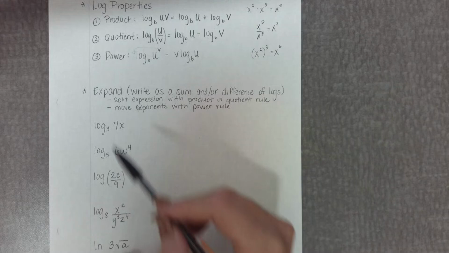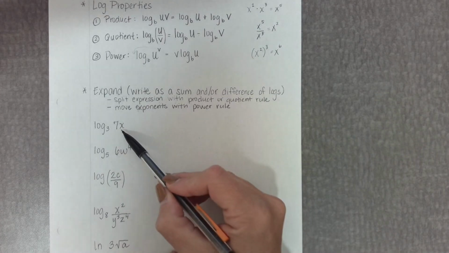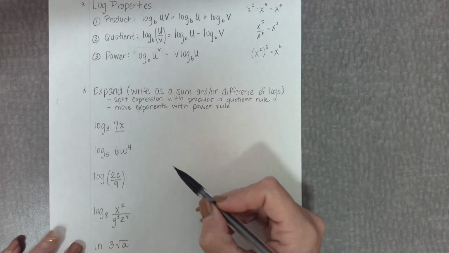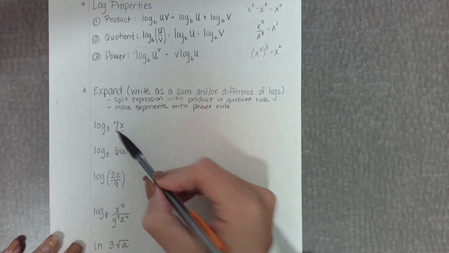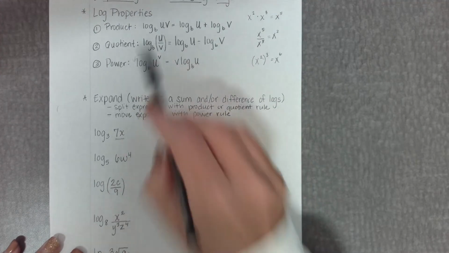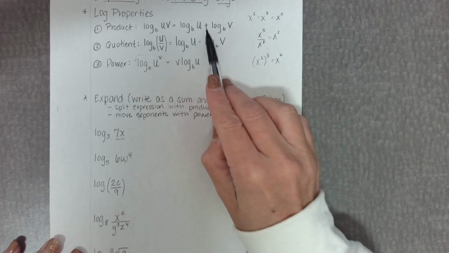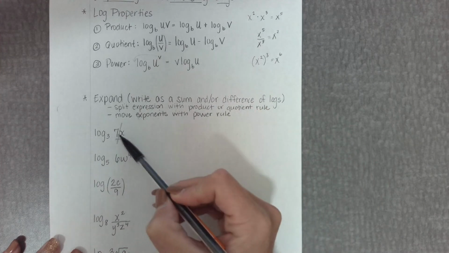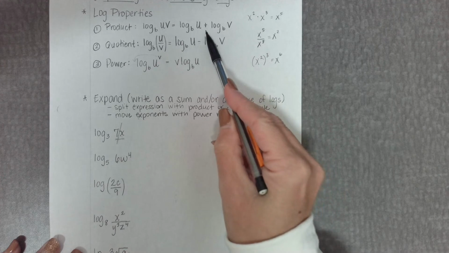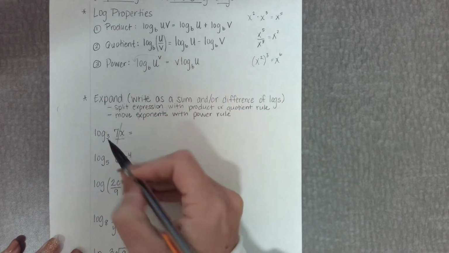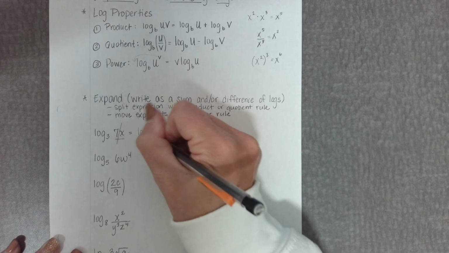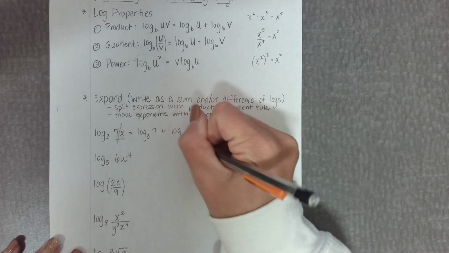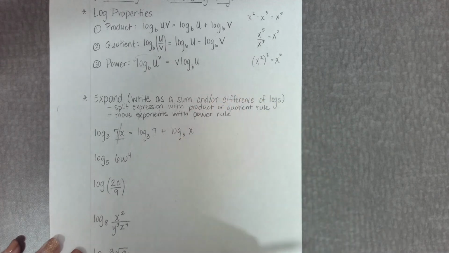Okay, so for your first example, we have log base 3 of 7x. So you want to look at your argument. Your argument is 7x, and you want to decide if that's a product or a quotient. Obviously, that's a product. And so if we look at our log properties, we see that products become written as addition. So we're going to split our expression right here. We're going to split the 7 and the x into an addition problem. When you split it up, that base 3 has to go with each log. So it's going to be log base 3 of 7 plus log base 3 of x.